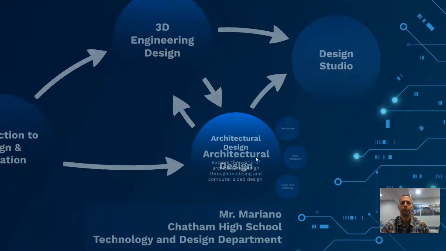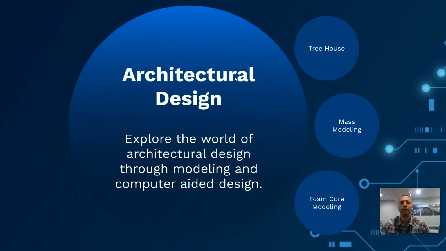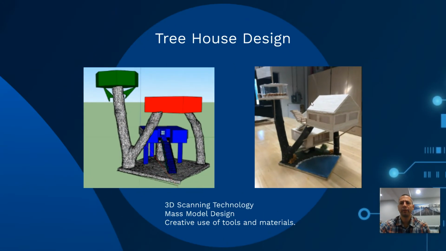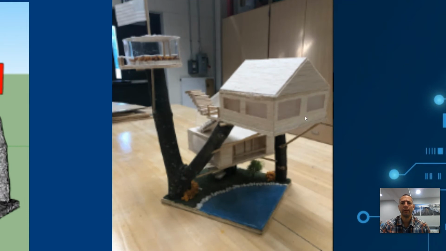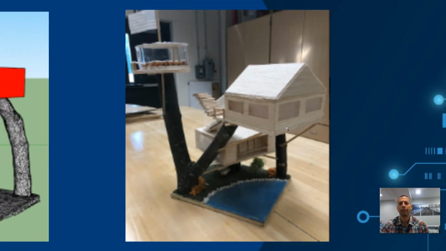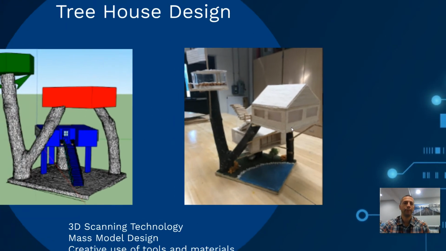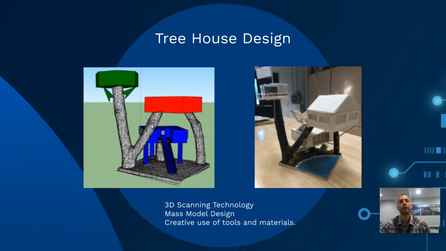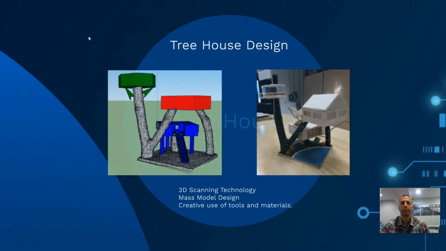Now, in architectural design, we have a lot of content that deals with hands-on modeling. One of the favorites is a treehouse model. Students are going to be designing a mass model that represents around 1,600 square feet at quarter inch equals a foot, all done on a couple of twigs that they'll probably cut down from your front lawn. Not my fault. They fabricate it first in a 3D design software program called SketchUp.